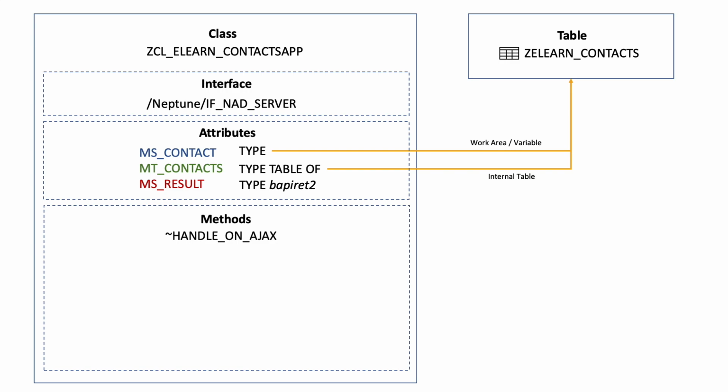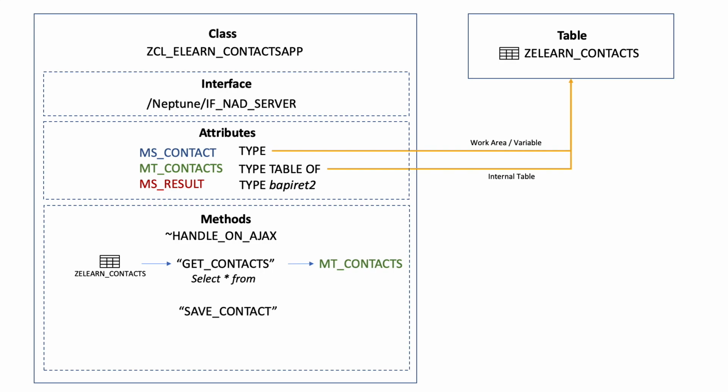Within the methods of our class, within the handle on Ajax method, we'll create two strings. The first will be get contacts, and this will select all from our table and return all the data in our MT contacts attribute. Our second string will be save contact. This will take the data from MS contact coming in from our application. It will then modify the table with that data and return the result within the MS result attribute.